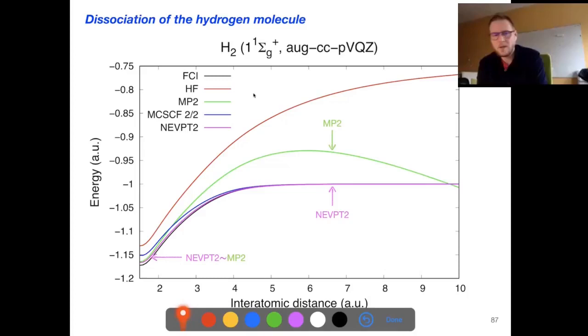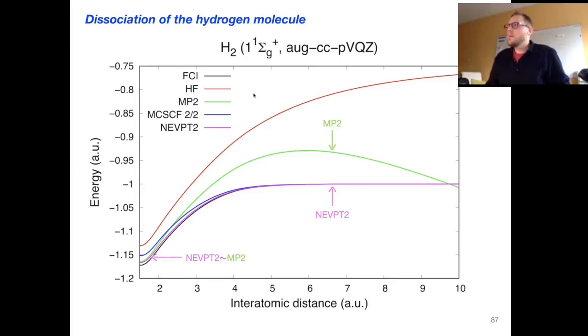But now that you are using MCSCF as a good starting point, of course, you dissociate into two neutral hydrogen atoms, and NEVPT2 has nothing to do because there's no more electron repulsion, okay? That's why at the end, you see NEVPT2 gives you exactly the same result as MCSCF. In that case, NEVPT2 is not very useful, of course, but in a more general problem, obviously it's going to be super important. In particular, when you have excited states, the dynamical correlation may change completely the order of the excited states. So this dynamical correlation is not really a little detail. Okay, so I'm going to stop there.